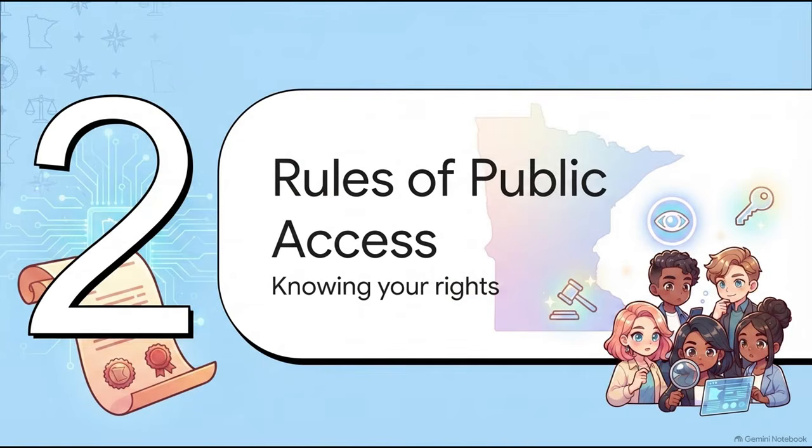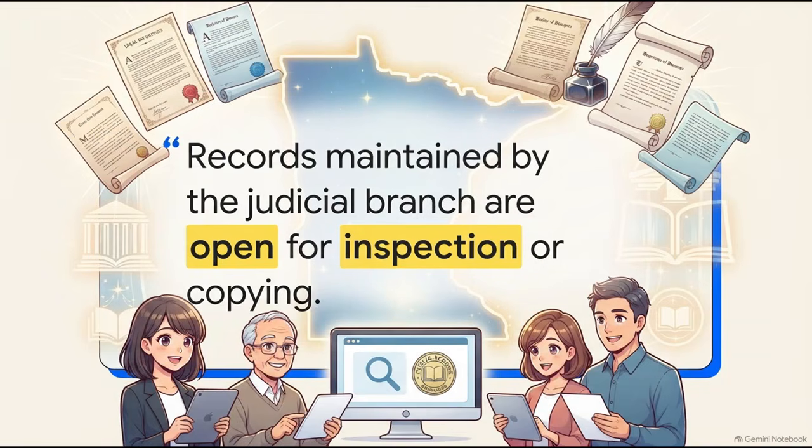Which brings us to Section 2, the rules of public access. Minnesota has specific legal boundaries, kind of the rules of the game, that we have to understand before we start sleuthing. This quote is absolutely foundational. All records maintained by the judicial branch are open to the public for inspection or copying. That's straight from Rule 4 of the Rules of Public Access. I want to really emphasize this because it highlights Minnesota's strong presumption of openness.